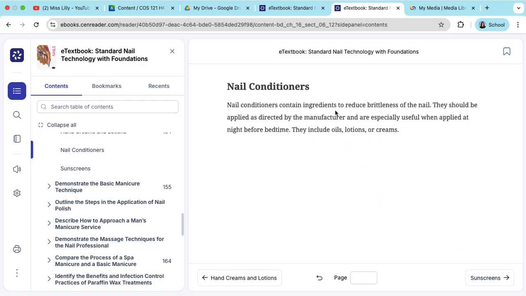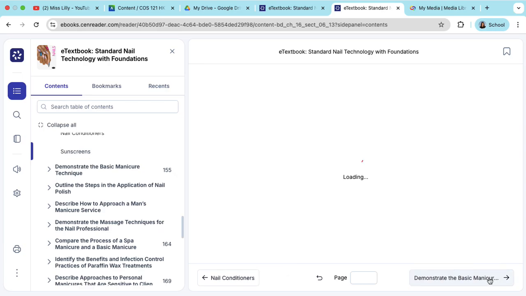Nail conditioners reduce brittleness of the nail. You should follow manufacturer instructions to use them.